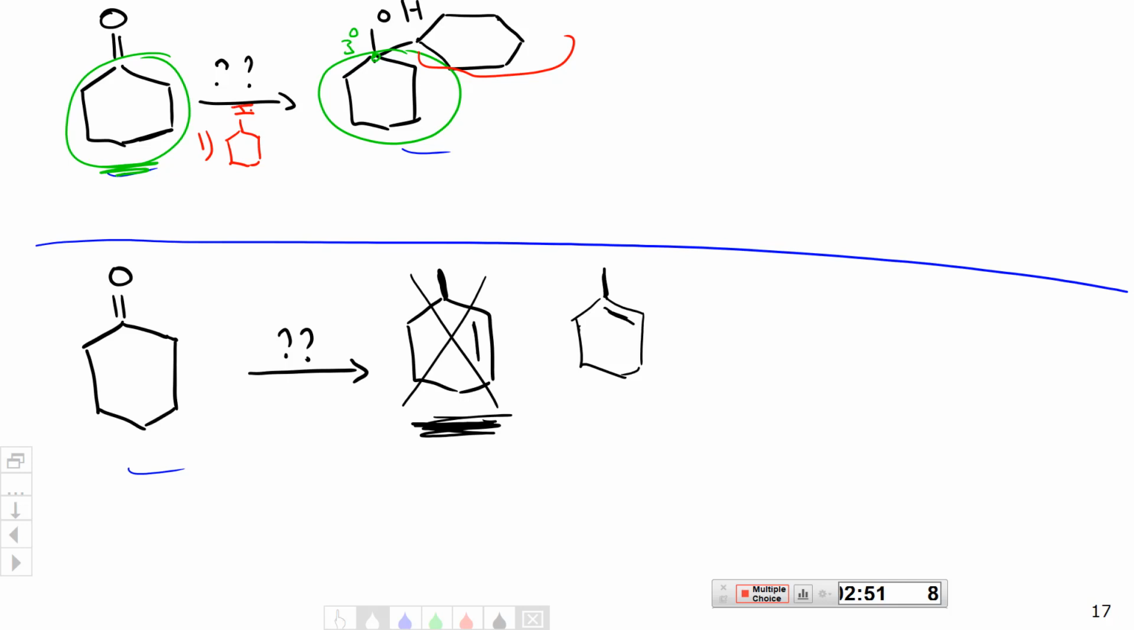So I can put iodine, chlorine, or bromine, it doesn't really matter. Magnesium followed by H3O plus at 0 Celsius. So that's much easier than what we've done before.